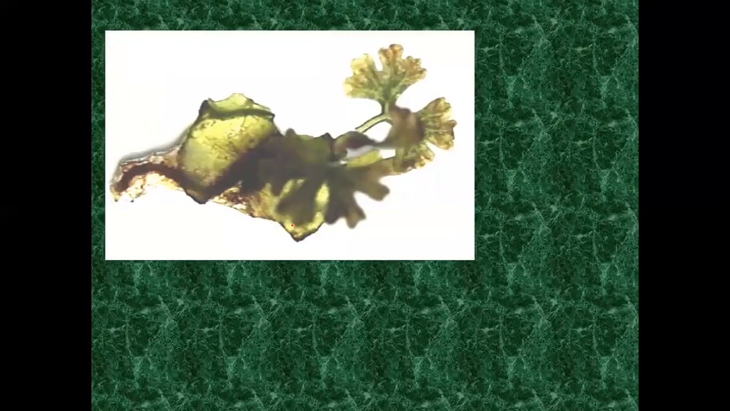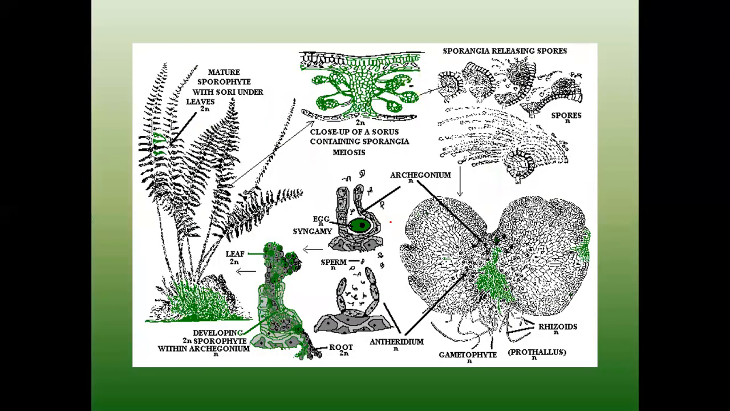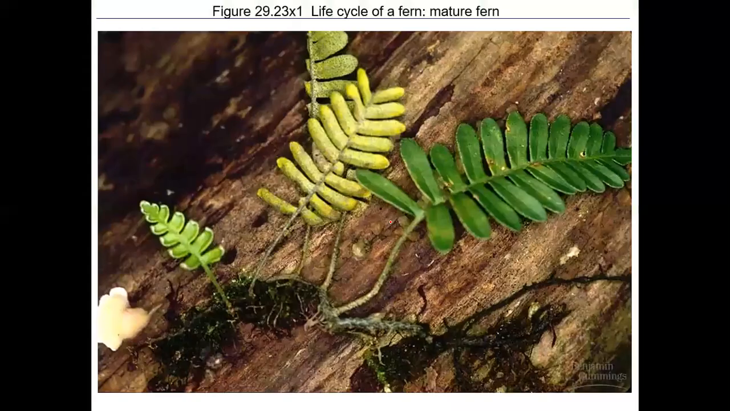This is an actual female gametophyte with a sporophyte starting to grow out of its archegonia. This is a baby fern here. And this is the way the ferns unfold their leaves. They look like little fiddleheads. And that's the life cycle of a fern. And there is a nice little picture of a sporophyte.